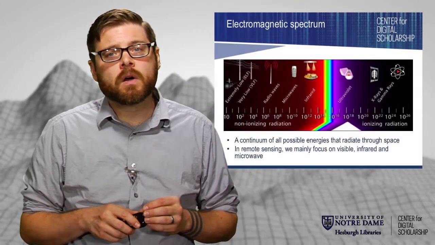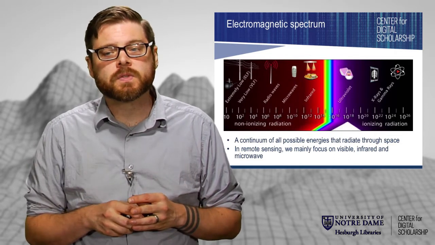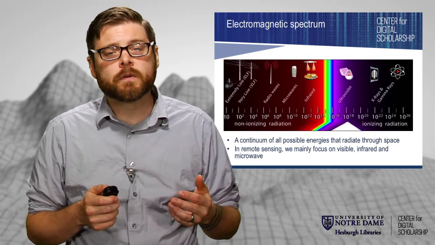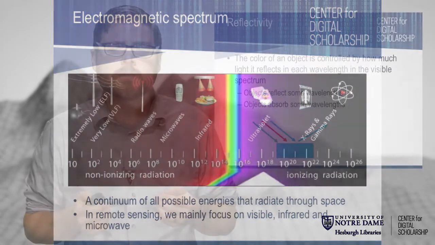So this is all based on the electromagnetic spectrum, which we addressed in some of the earlier modules as well, where we have multiple different wavelengths of light, some visible, some not visible, that we can use to analyze certain types of land cover, and different satellite sources sample different ones of these.